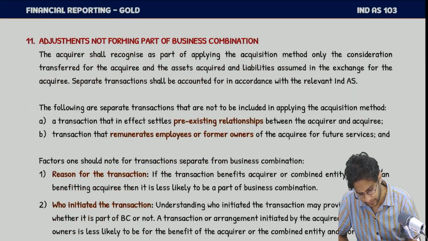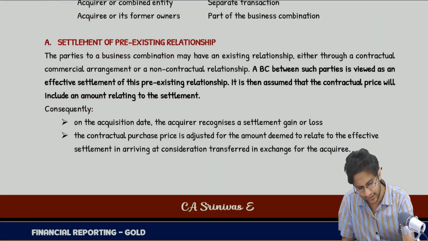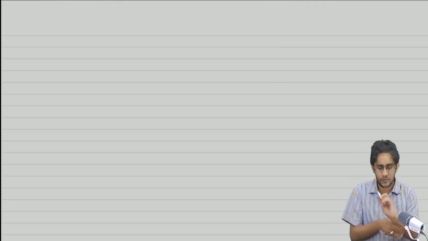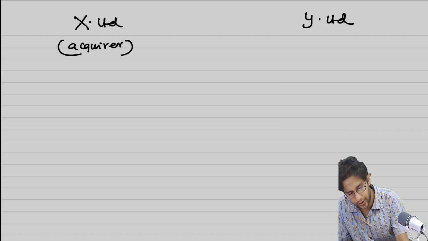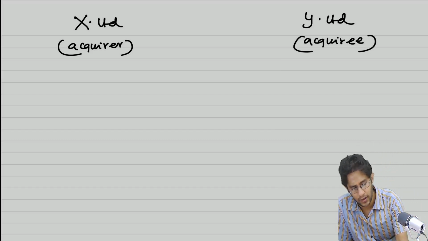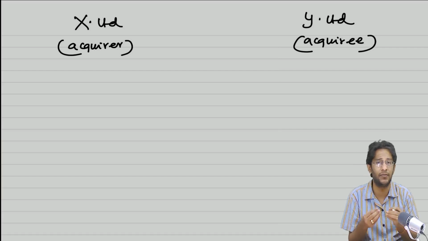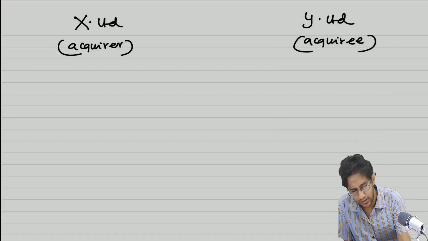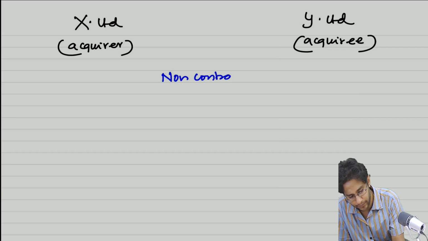Then we have certain adjustments which are not forming part of the business combination. Look at this. Suppose X Limited is the acquirer entity. Y Limited is the acquiree entity. So X is obtaining control over Y, absorption, any kind of business combination transaction. Before the business combination transaction, X Limited and Y Limited have some kind of pre-existing relationship. Sir, what kind of relationship? Let's take one example. First one is a non-contractual relationship.